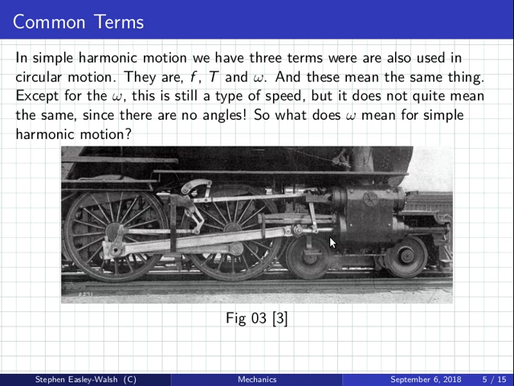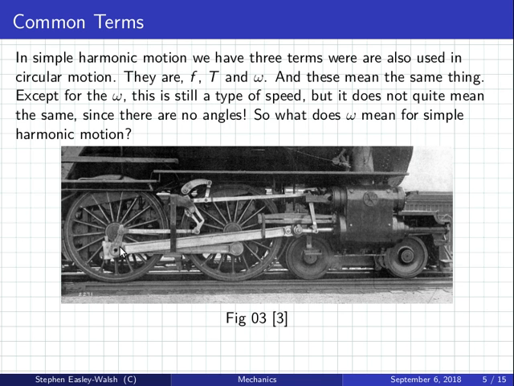Now, what type of motion is this? Simple harmonic motion. So when we say the simple harmonic motion has an omega, we need to imagine we could connect the motion to a circle. The omega that this has will be the same as the omega that this has.